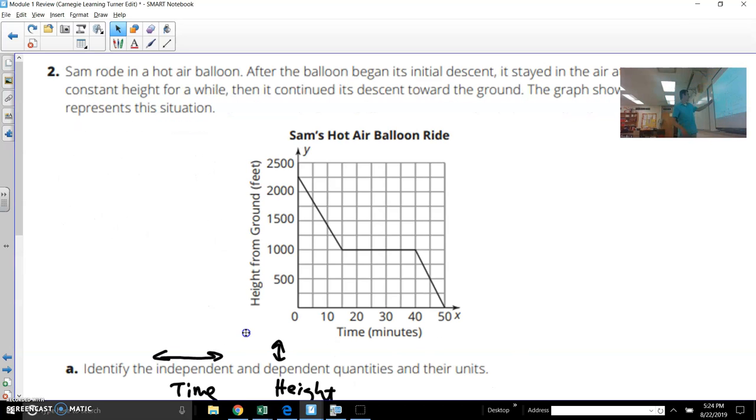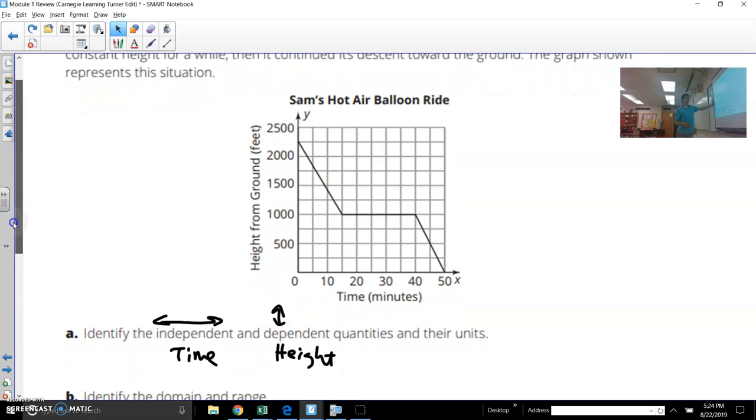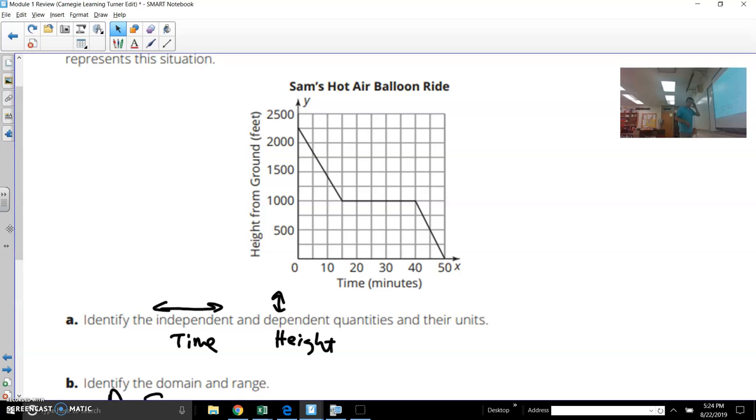Number 2, we're talking about a hot air balloon, and we've got a graph here that basically says that it descended initially, then it slowed down and just stayed at the same height for a little bit, and then it continued to descend into the ground. So now we have a few questions to answer. Identify the independent and dependent quantities. So independent is the x-axis, that'd be time, and also we're talking about height, so that'd be the dependent. I did leave off the units. This one's in minutes. And this one's in feet, because it did ask about the units as well.